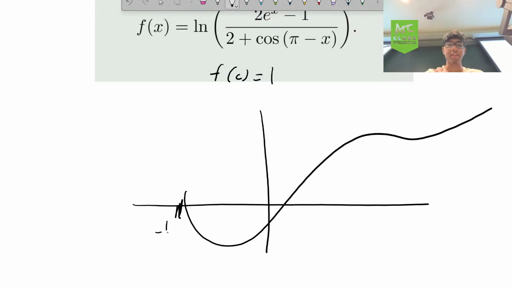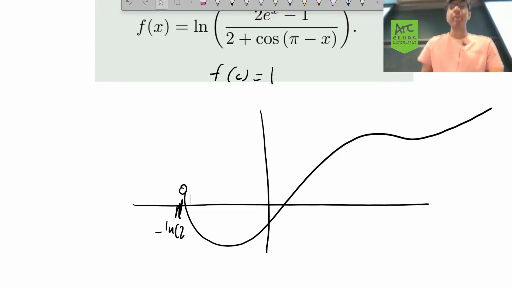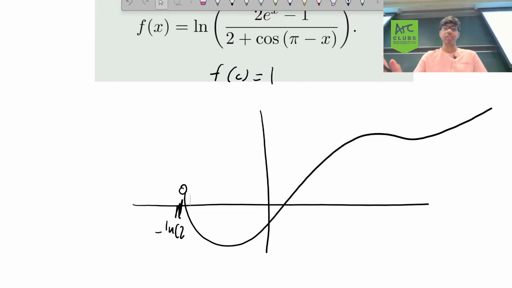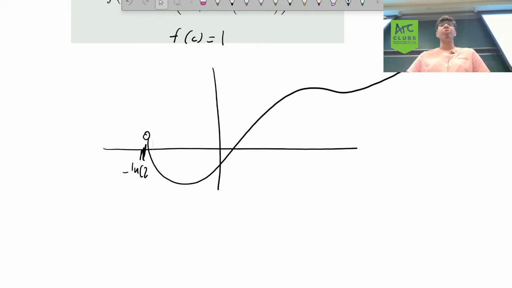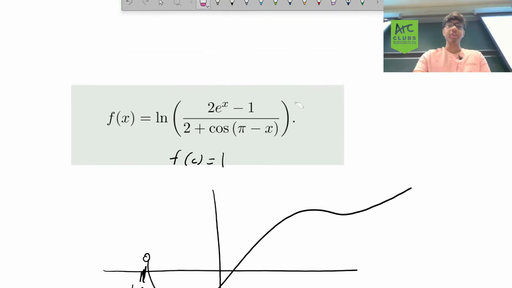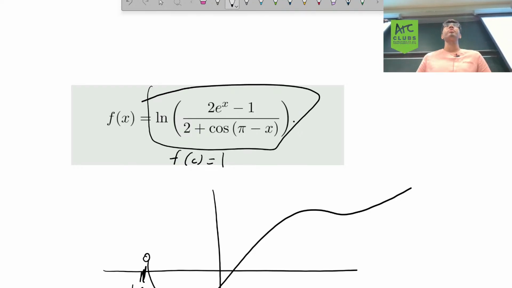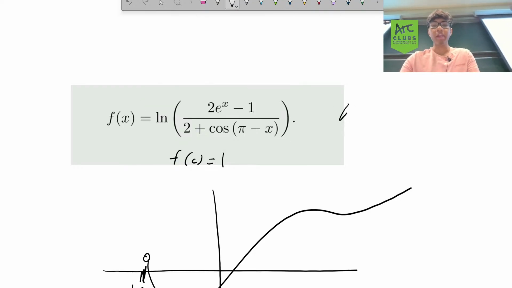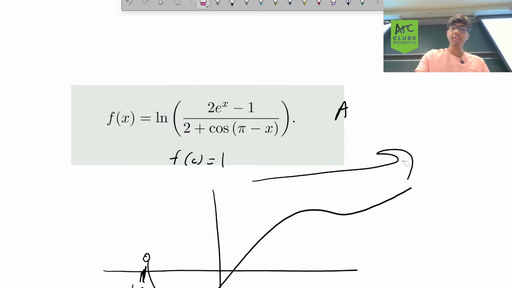Let's say this is negative ln 2. I know that it has to be greater than this. The function keeps going, no idea what it looks like. I've just drawn something, but I still know that this function is continuous. Why do I know it's continuous? Well, it's made up of just a bunch of elementary functions. So for my domain of A, remember it's only for its domain, I know this function will be completely continuous. That's good to know.